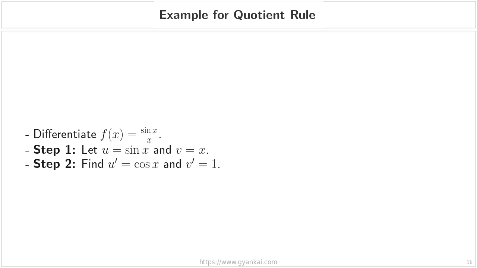In step 2, we find the derivatives of these two functions independently. The derivative of sine x, which we call u prime, is cosine x. The derivative of x, which we call v prime, is simply 1.